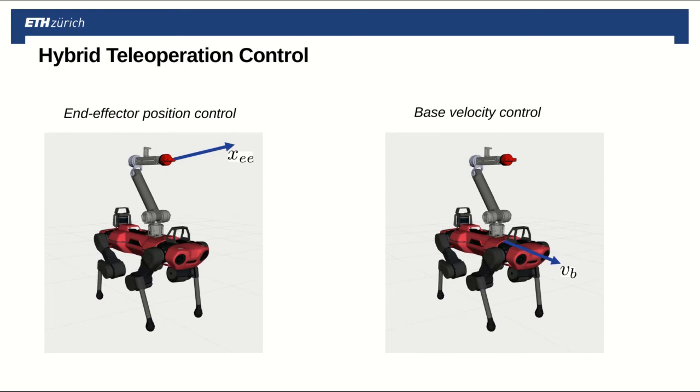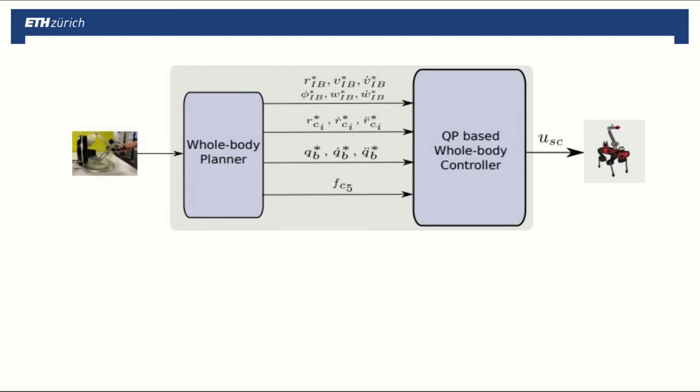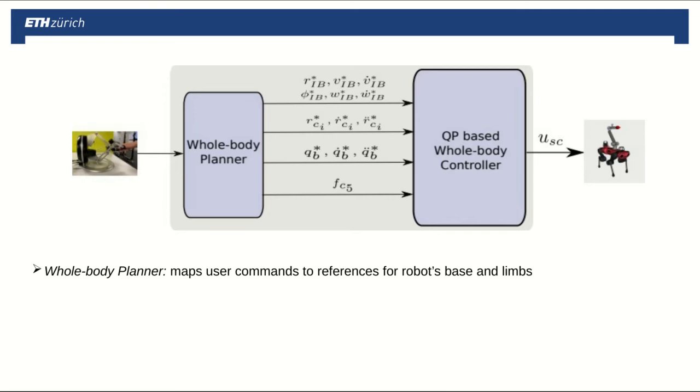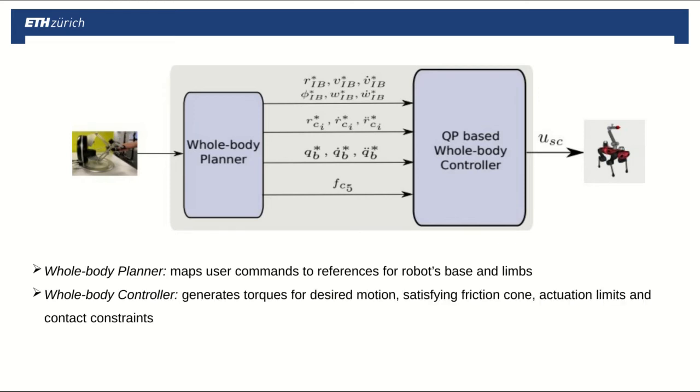the teleoperated robot. However, the signals of the master are not directly sent to the whole-body controller, but there is a layer in between, the whole-body planner, which maps the user commands to references for the robot's base and limbs. It has to deal with the coordination of the base and the limbs, as well as with the gait generation. And the whole-body controller solves a hierarchical QP to determine the vector of desired acceleration and desired contact forces, denoted in the equation with the letter XC, and those are mapped with inverse dynamics to the torques, USC.